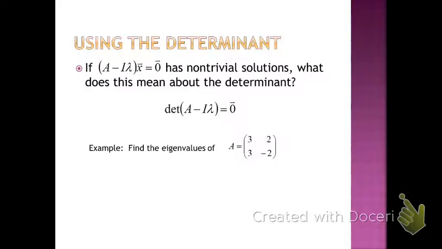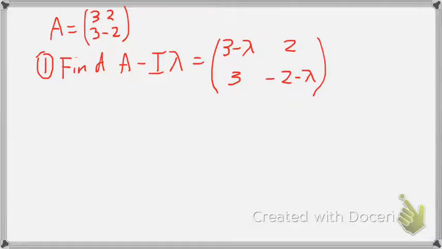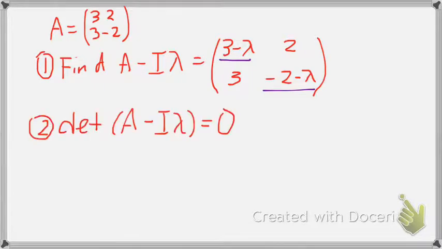Now, let's find the eigenvalues of this matrix A, and we're going to do this by using the determinant. So given this matrix A, the first step in finding the eigenvalues is to find A minus I lambda. We saw from the last section, this can easily be done by just subtracting lambda from the diagonal of the matrix A. Our next step is to find the determinant of this matrix A minus I lambda and set it equal to 0.